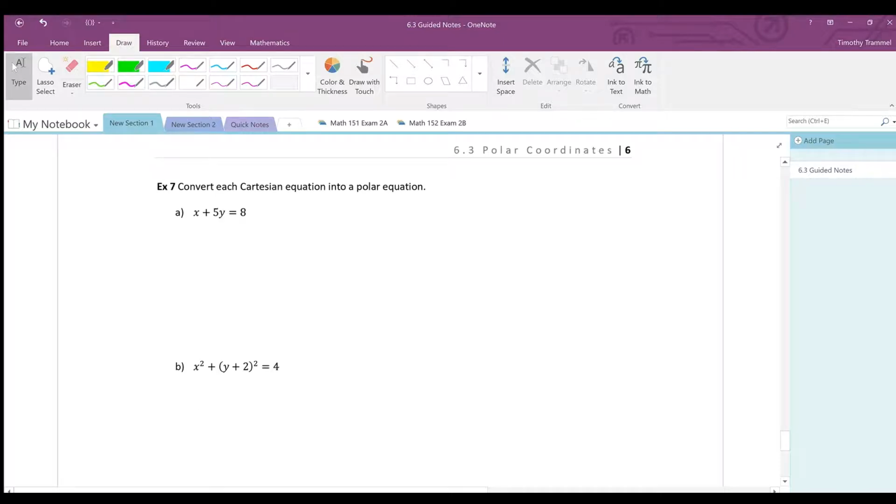Example 7. So we are now going to try and go from Cartesian coordinates to polar coordinates. The equations that are going to be really helpful for us here are just x equals r cosine theta and y equals r sine theta. And this is going to be immediate. So x here I'm going to replace with r cosine theta, and y I'm going to replace with r sine theta.